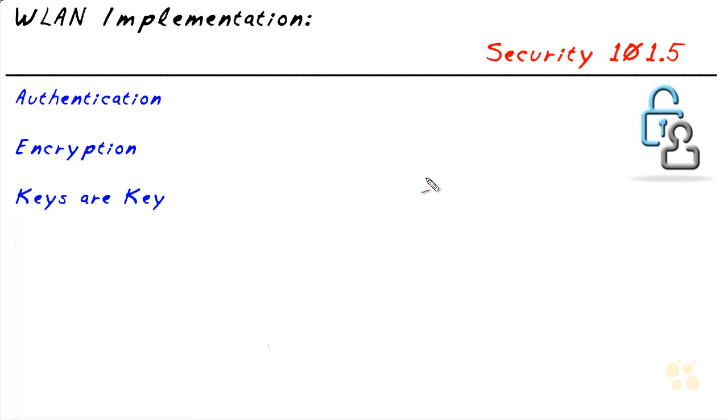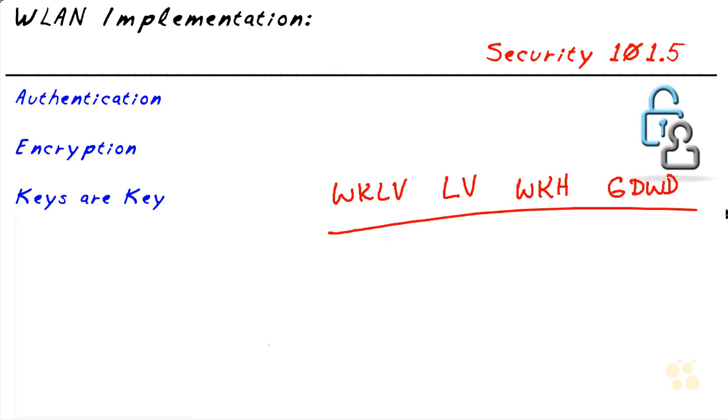information confidential. So if I wrote a message like this, WKLV, LV, WKH, GDWD, what does that mean? Let's say, oh, Keith, it's a bunch of letters. It's a bunch of gobbledygook. It's actually like ciphertext. It means really nothing unless you know how to unlock this data.